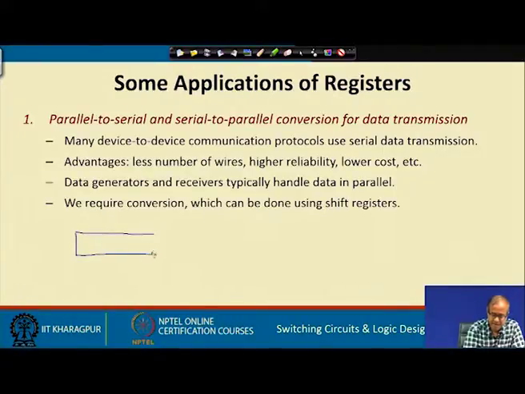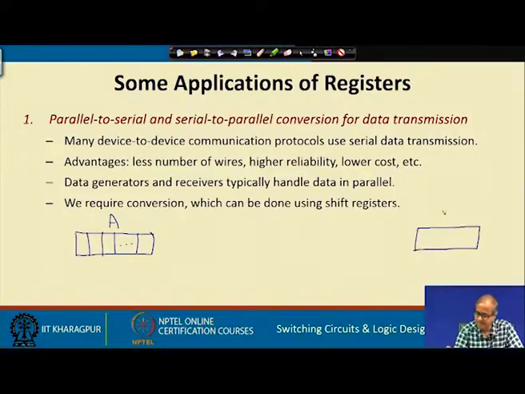Let us say at the end of the transmitter, this is A, the data is stored in parallel in a register, and similarly at the receiving end B, the data will be received in a register, because inside A and B all data processing is done in parallel. But now what you are saying is that let this register be a parallel-in serial-out register.